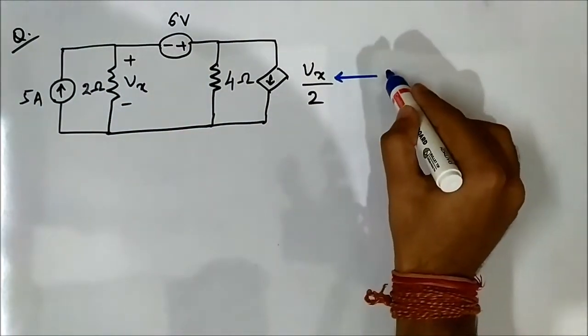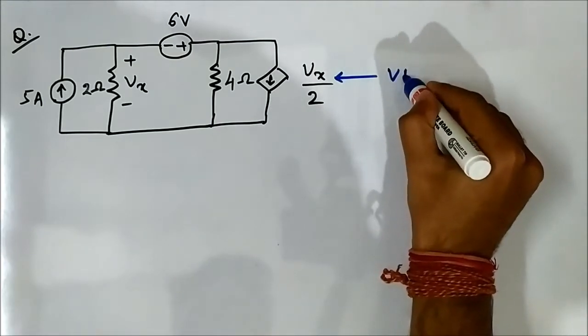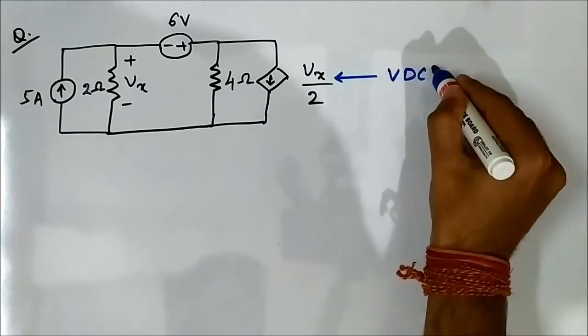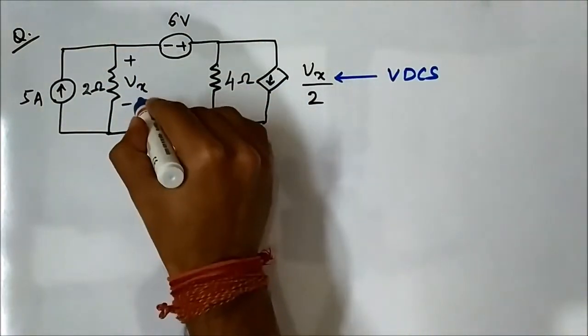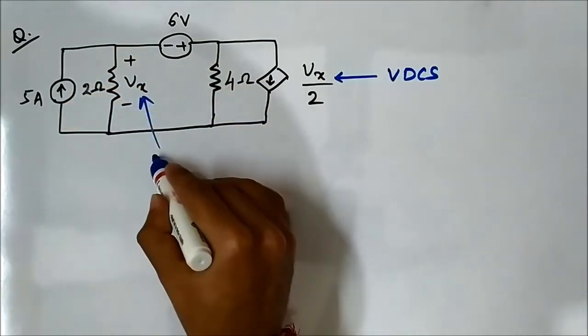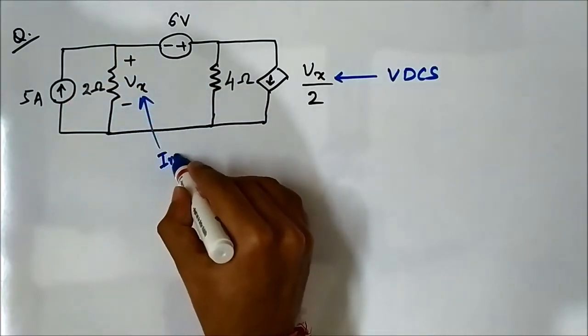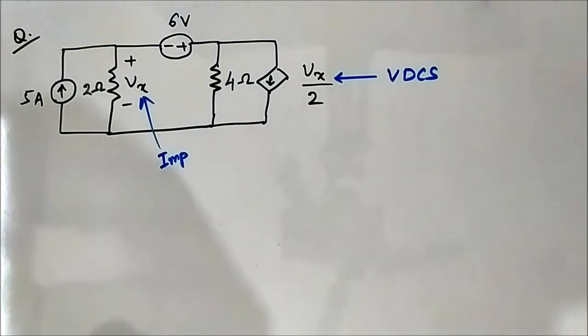So this is a voltage dependent current source. So this parameter, voltage drop across this 2 ohm resistor, becomes important.